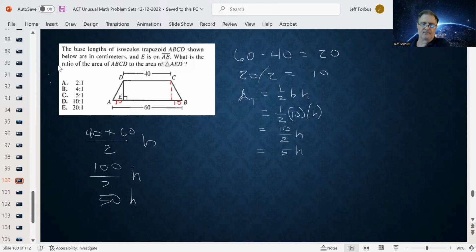All right, now it says, what is the ratio of the area ABCD, which is your trapezoid, to the area of triangle AED? So 50h over 5h. That's the ratio. Your h's cancel, and your fraction can be reduced to 10 over 1. So therefore, the ratio is 10 to 1, which is answer choice D.